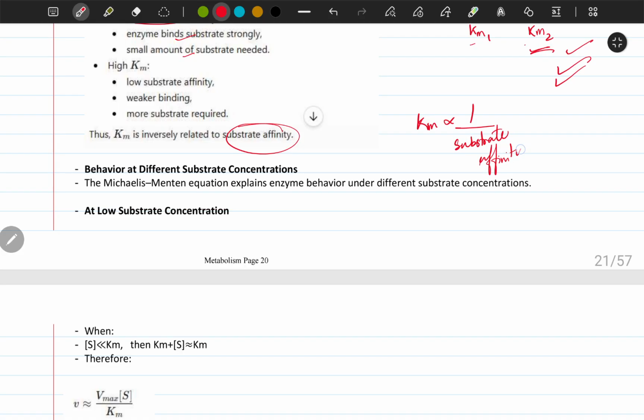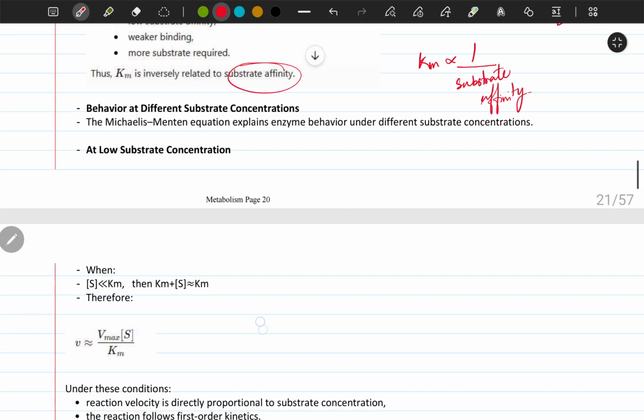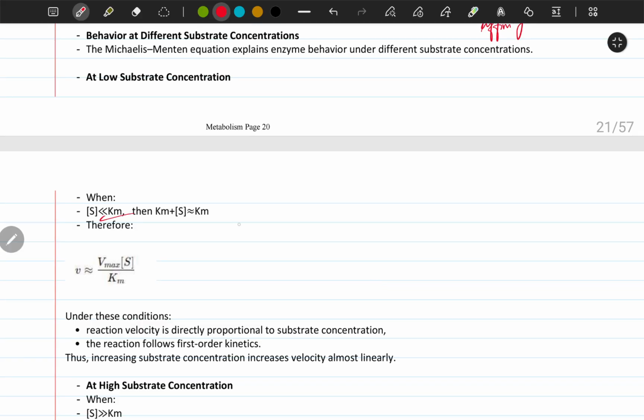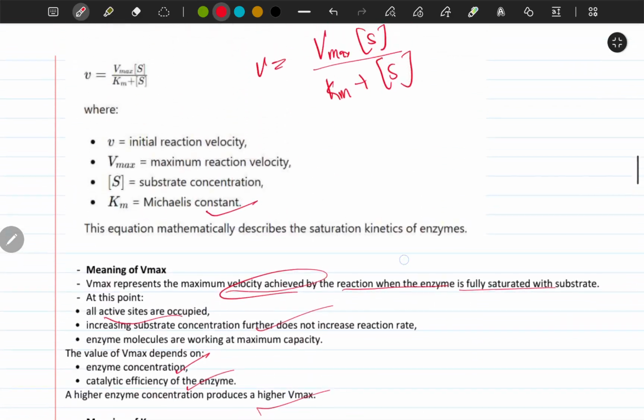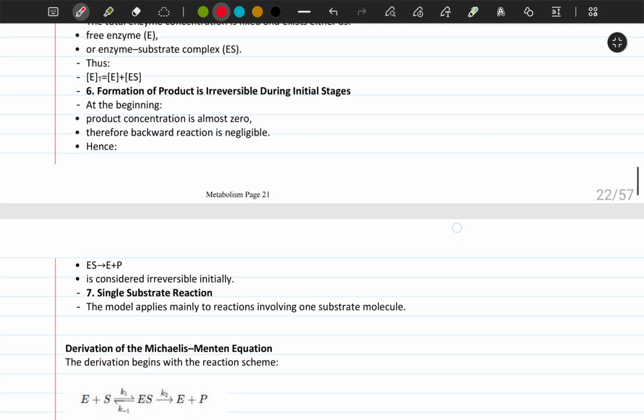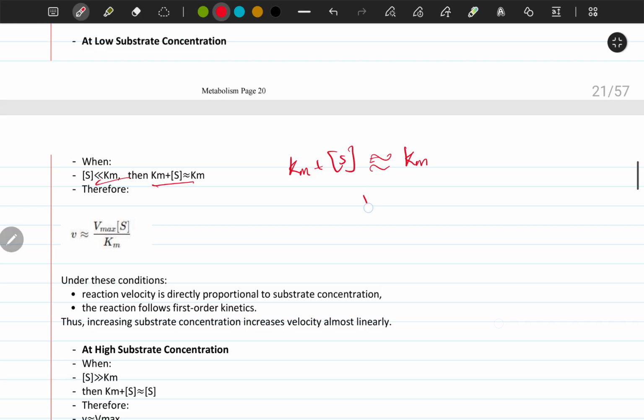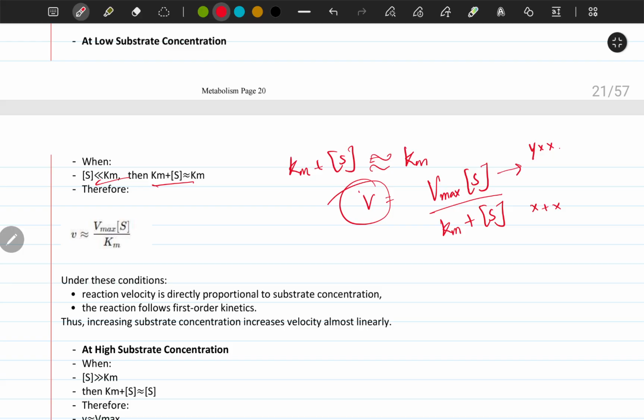Now the behavior at different substrate concentrations. If substrate is very small, then Km plus substrate is approximately equal to Km. V is equal to Vmax into substrate upon Km plus substrate. Remember this: Vmax times the substrate concentration upon Km plus the substrate concentration at a given point will give the velocity at that given concentration of the substrate.